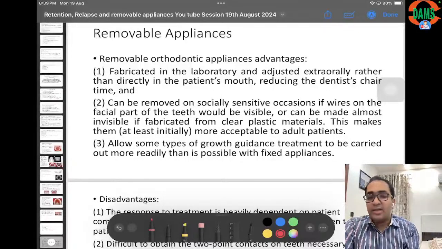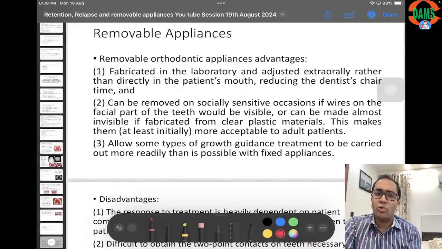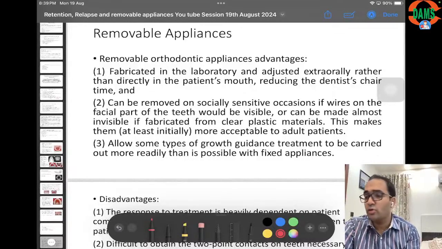Lastly, some type of growth modification or growth guidance can be carried out, like the one which we do with twin blocks and activator functional appliances, which was not possible with fixed appliances. Why? Because fixed appliances are attached to the teeth. They can only carry out movements of the teeth, not of the growth or bones.